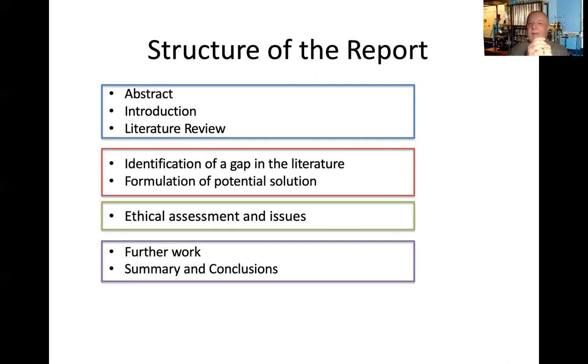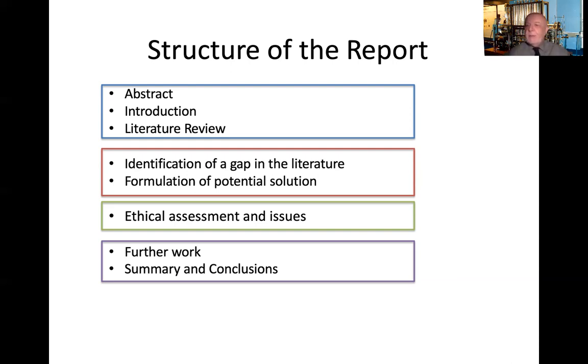Then we've got identification of the gap and the formation of the problem. So that's after you've read the literature, after you've constructed your arguments. This is now, okay, but I found there's a gap here, and I think this could be a way of solving that gap, or this is the way of delving into that gap. Then there's a smaller section on any ethical issues that the problem solution might have. And then there's the what should we do next? How do we move forward from this?